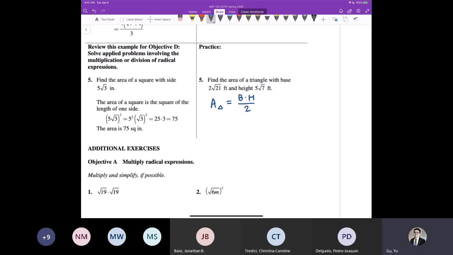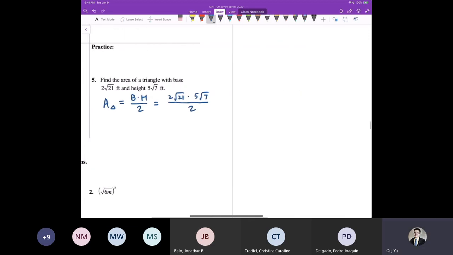So we're going to use this formula and plug in the numbers. They give you the base, they give you the height, so you simply plug it in. Base is 2 radical 21, height 5 radical 7, divided by 2. And let's further simplify this. At this point, I can cross out the 2's because they're the common factors, and then you have products on the top and the bottom.